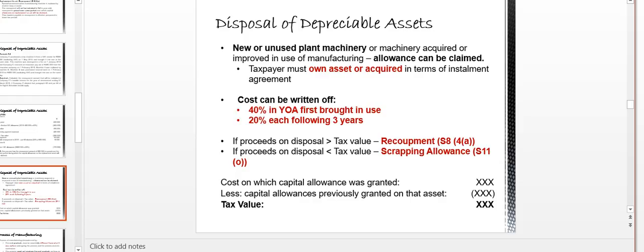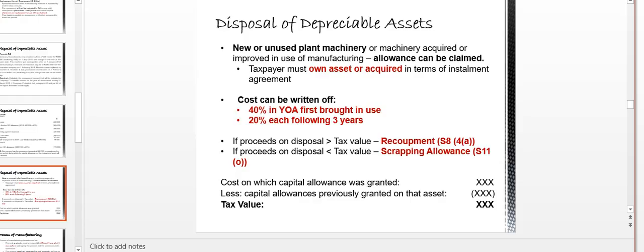A recoupment is what we just did, when you make a gain. So if your proceeds is more than a tax value, remember your tax value is your cost less your capital allowances, then you make a section 8 for a recoupment. But if your proceeds is less than your tax value, then you have a scrapping allowance. So that's section 11(o). So again, it's basically just the opposite of what we just did in this recoupment.